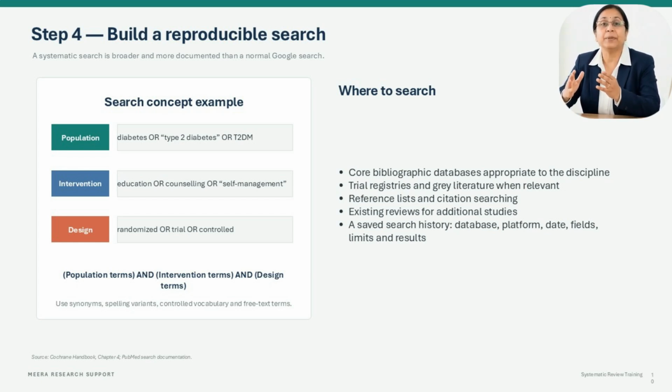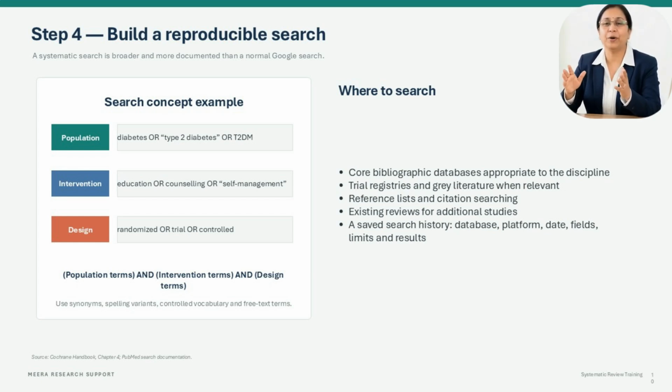Database selection depends on the discipline. Health reviews may require PubMed or Medline, Embase, Central, CINAHL, PsycInfo, Scopus, or Web of Science, depending on the question. Trial registries, grey literature, reference lists, and citation searching may also be important. Save the exact search, platform, date, fields, filters, and number of records.